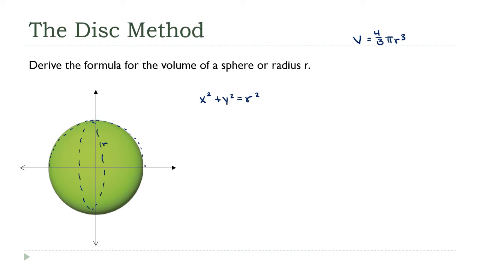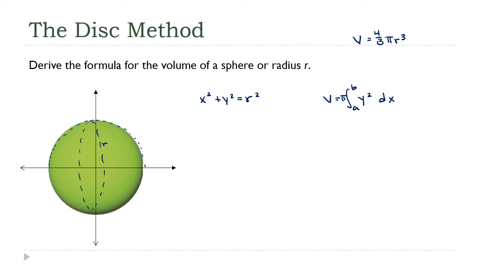All right, so now let's get our formula here. Our formula for the volume is pi times the integral from a to b of y squared dx. Yeah, I know we usually put f of x there, right? I put y squared there for a reason. So bear with me for just a second and you'll see why.